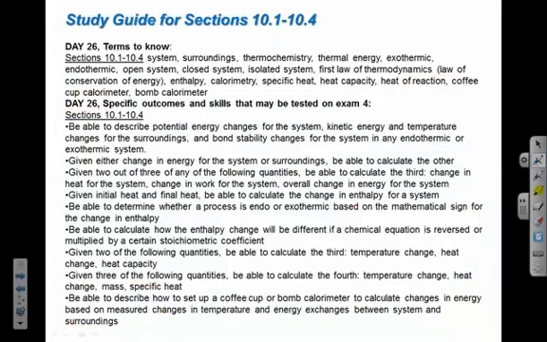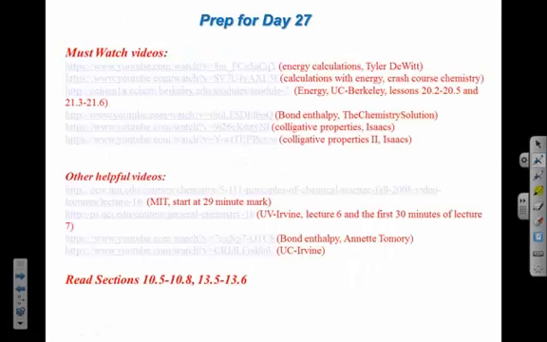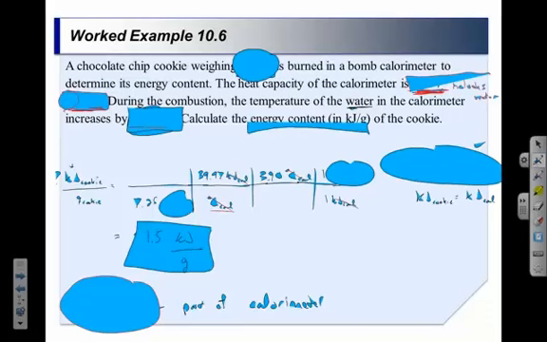Okay, so that's it for today. Next time we'll finish chapter 10 and just a little bit in chapter 13 that relates to energy as well. We needed chapter 10 background for that.